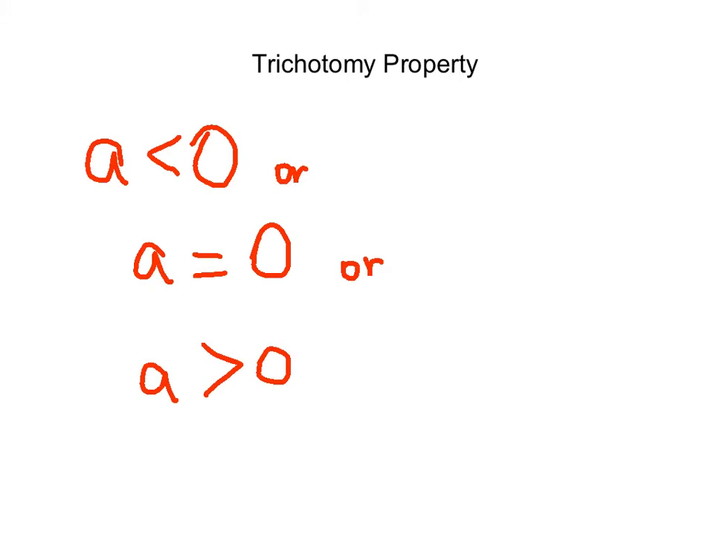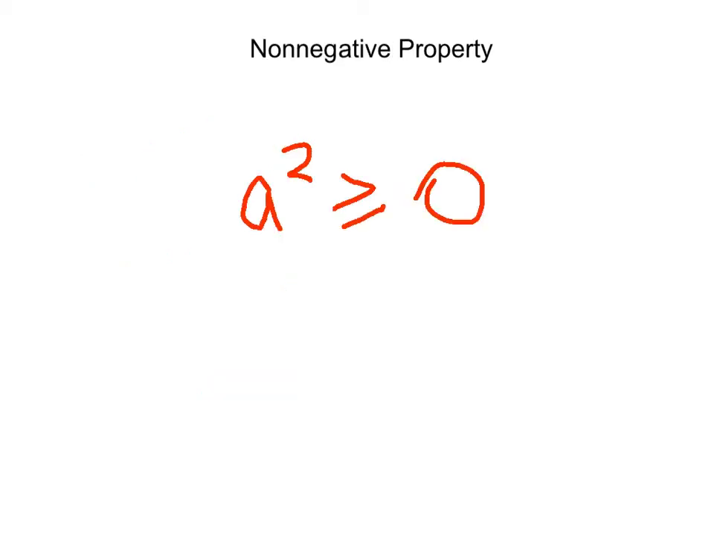It states that either two numbers are equal or one of them is less than the other. And here's what it looks like written with mathematical expressions. For any real number a, it's either smaller than 0, equal to 0, or bigger than 0. The next property is the non-negative property, which states that any real number you square will always be bigger than or equal to 0.